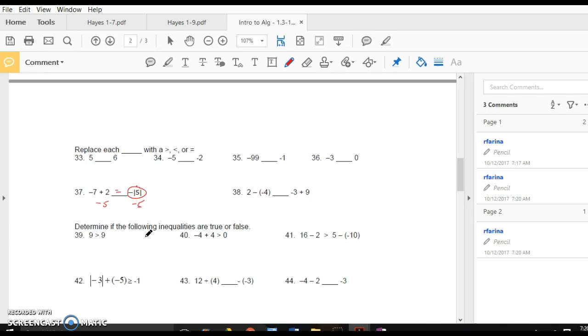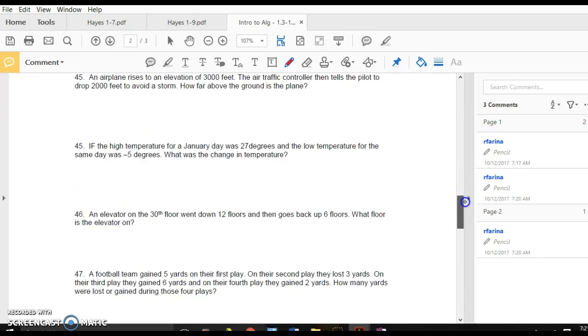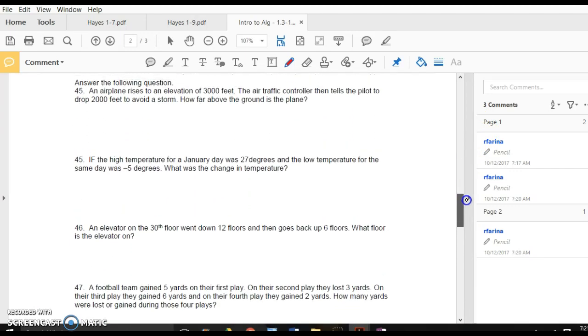Okay. Then a silly mistake on number 44. -4 minus 2 is -6. Then you have -3. For some reason, you put -2 here. But you got to understand, -4 and -2 is the same as -4 plus -2. Same signs, add them together, carry the sign.